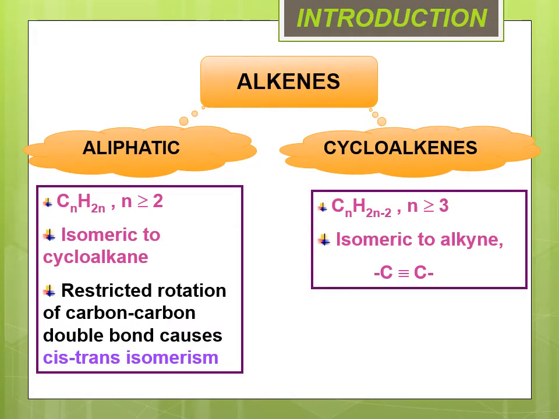Alkenes are divided into aliphatic and cyclic. The aliphatic alkenes have general formula CnH2n, isomeric to cycloalkane. Because of the restricted rotation of the carbon-carbon double bond, cis-trans isomerism will occur. And cycloalkenes have the general formula CnH2n-2, which is isomeric to alkyne.